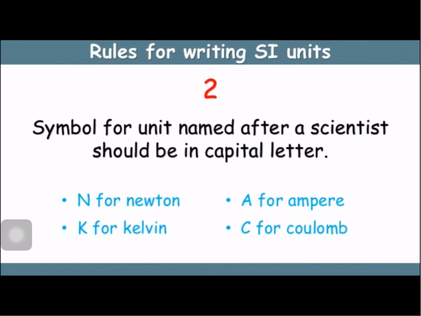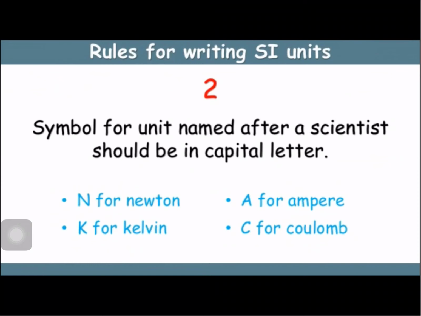Now I told you the symbol of a unit. Newton means you can write capital N. That's enough. If it is any scientist's name, you have to write only the capital letter, that is N for Newton, or you can write the full name: Newton, Kelvin, Ampere, Coulomb. You have to write either one for the unit or its symbol.